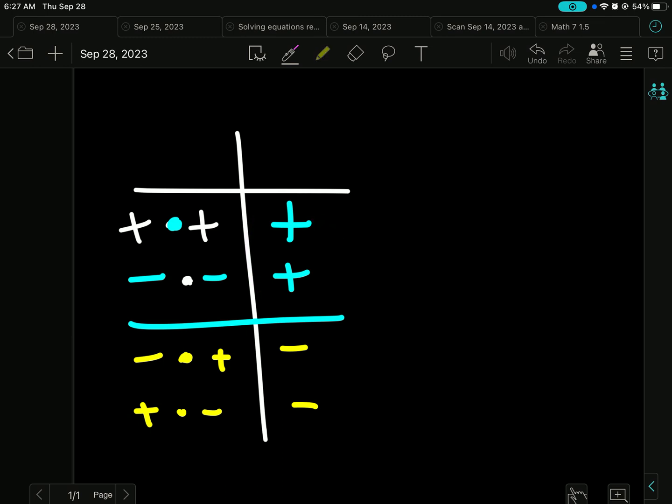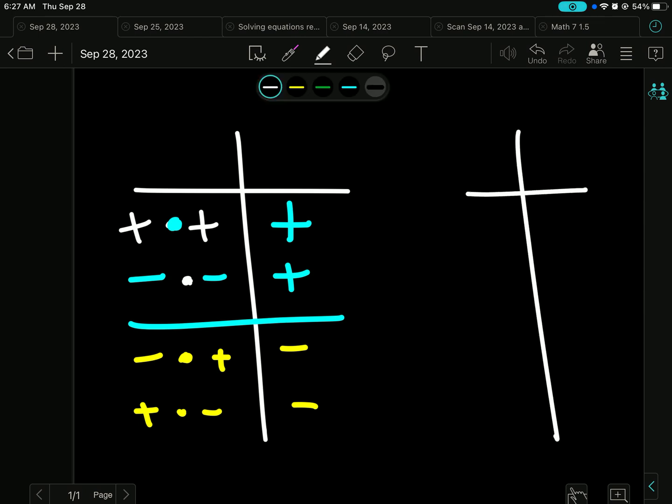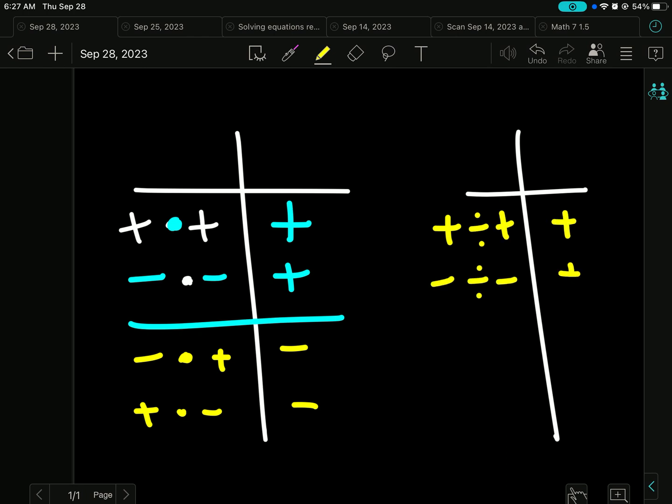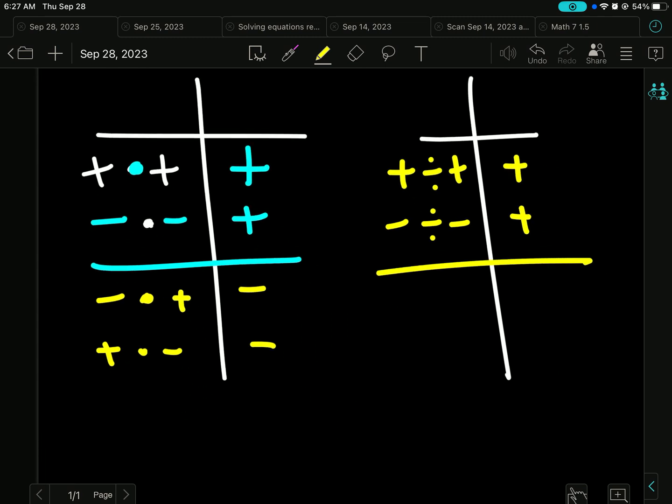Okay? And the same thing is true for division as well. So we could make a separate table for that if we wanted to. A positive divided by a positive will still be positive. A negative divided by a negative will be positive. A negative divided by a positive will be negative. And a positive divided by a negative will be negative. Okay? Go ahead and pause that video until everyone is caught up.